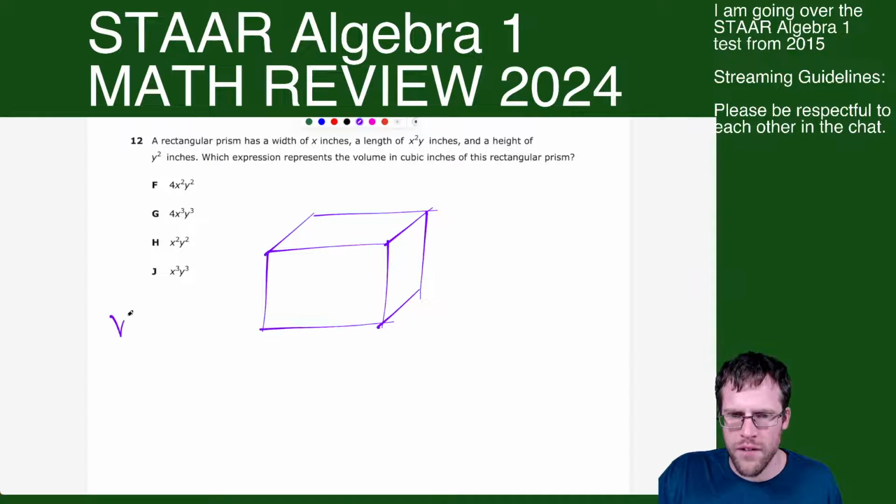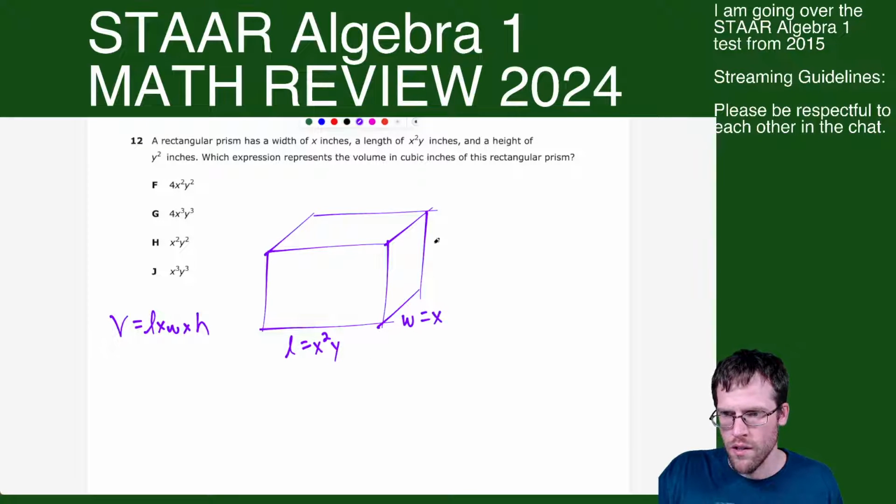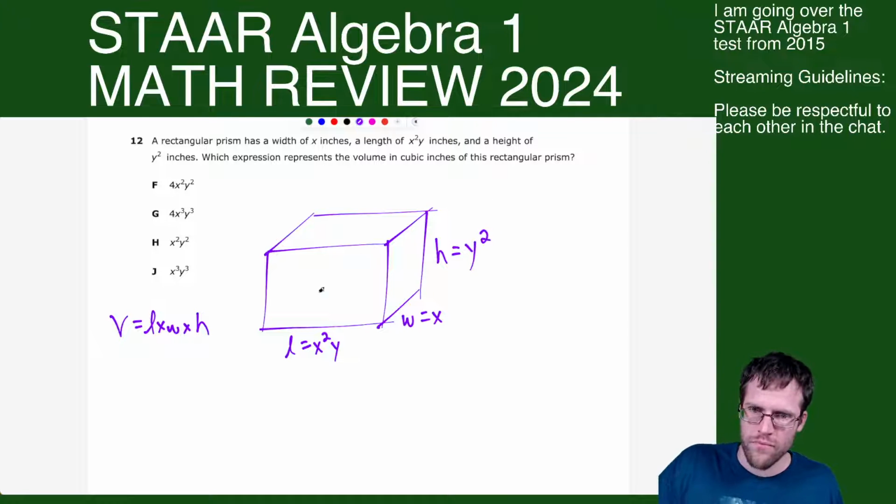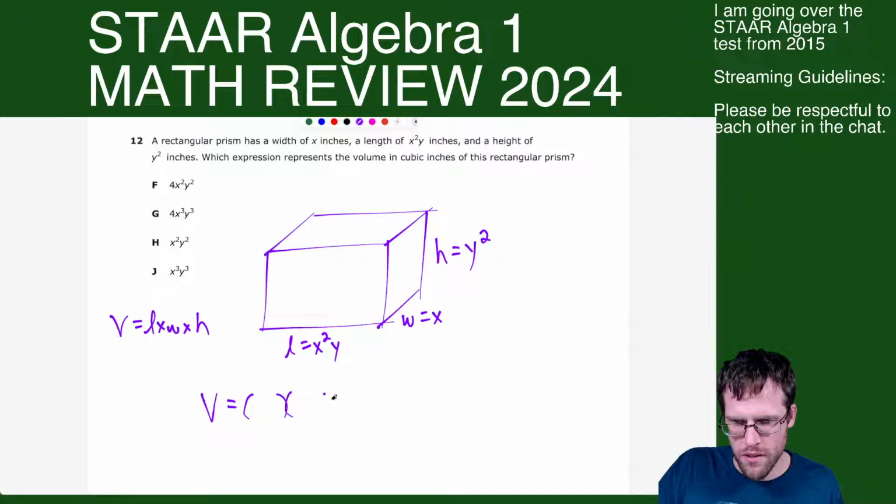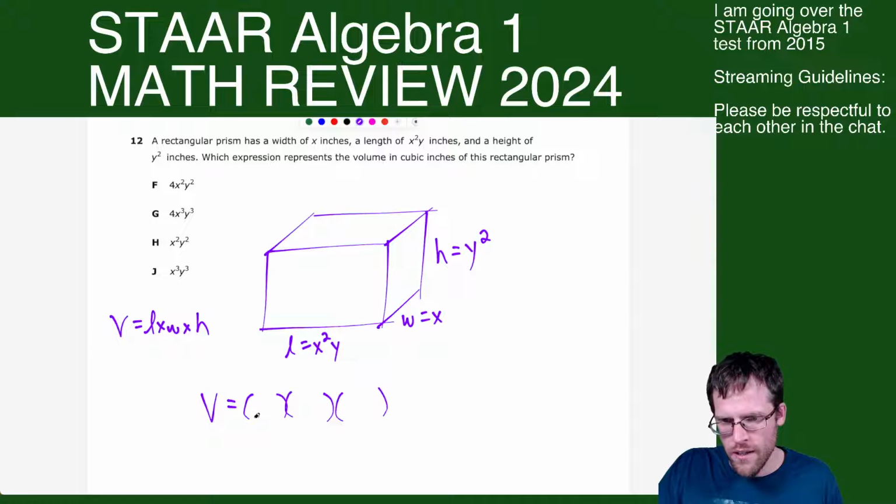So I like to say volume is length times width times height. Let me make that neater. So length times width times height. Here we'll say the length is x squared y. The width is just x. And the height is y squared. So the volume, we just multiply these three. Oh, you don't like this? I'm sorry. I guess there's no way around it.